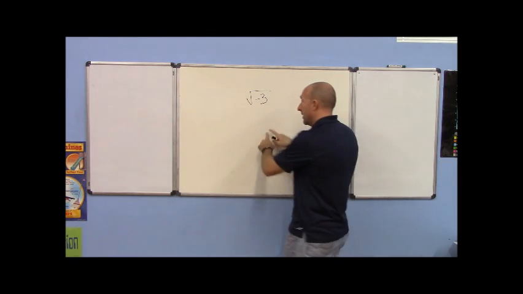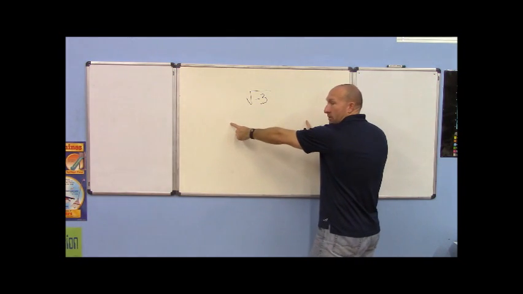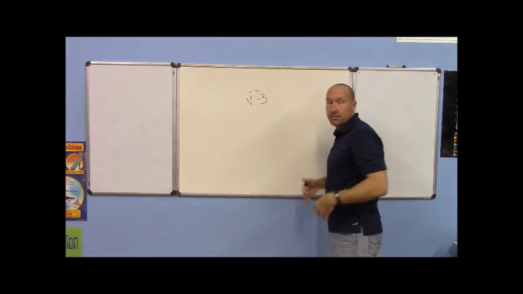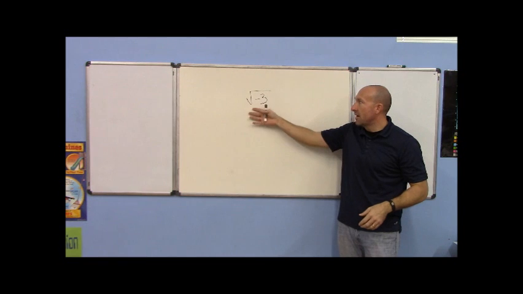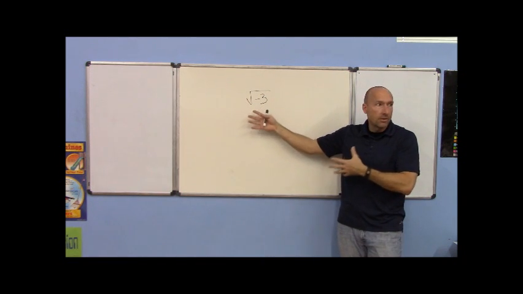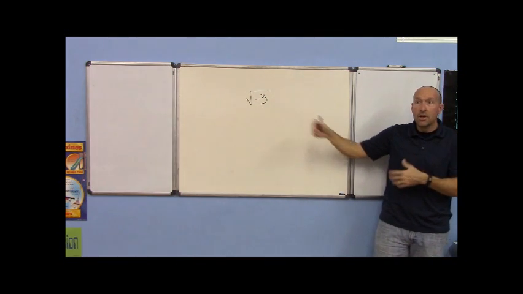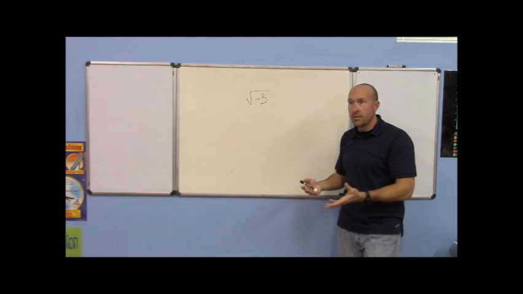So if we put them on the number line, one's over here, one's over here. Both are on opposite sides of the 0, so they are not the same number. So there's no real number, you can't calculate this. So it's considered an imaginary number.